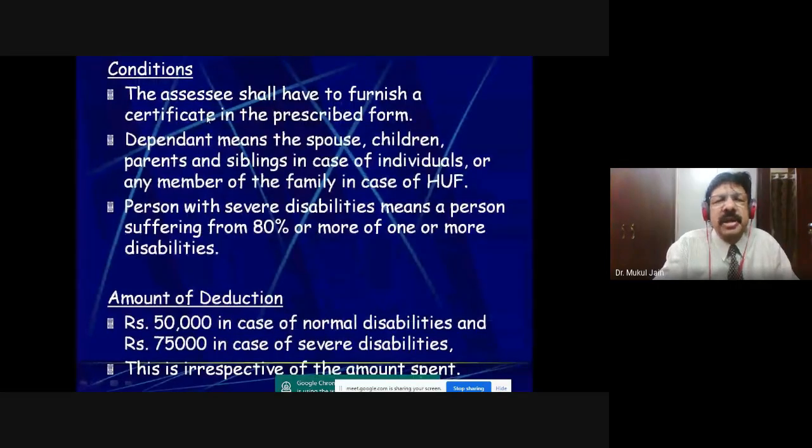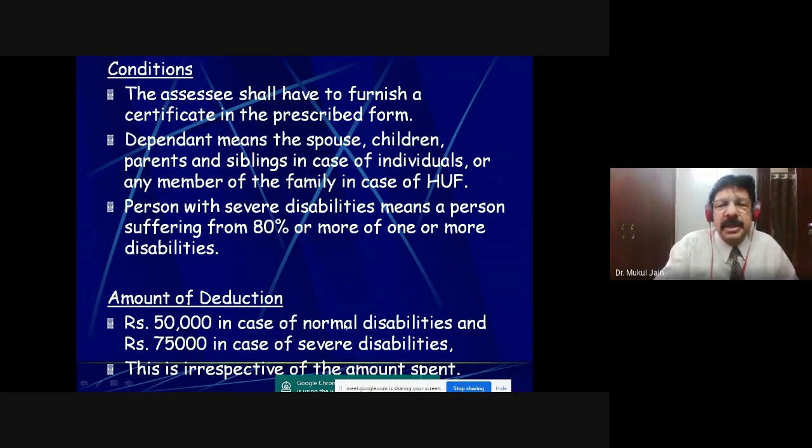Assessee को एक सर्टिफिकेट फर्निश करना पड़ेगा, वो जो डिसेबिलिटी का एक सर्टिफिकेट होता है. एंड डिपेंडेंट मींस डिपेंडेंट कौन हो सकता है? स्पाउस, चिल्ड्रन, पेरेंट्स एंड सिबलिंग्स, भाई बहन भी हो सकते हैं. In case of individuals or any member of the family, in case of HUF. Person with severe disability means a person suffering from 80% or more of one or more disability. Severe disability को define किया है जिसके पास 80% से ज्यादा disability हो.